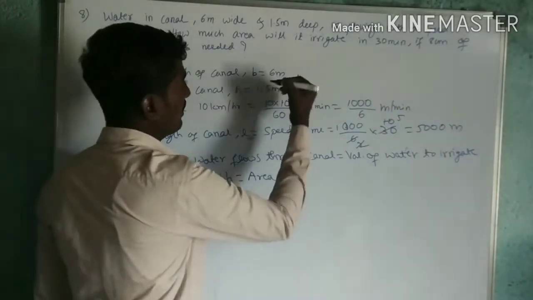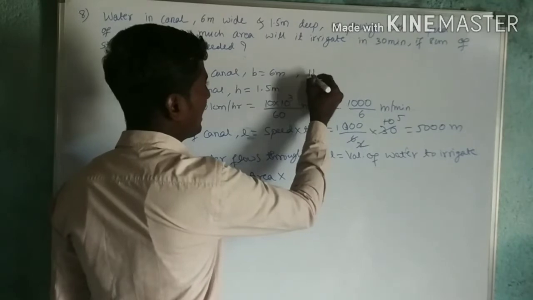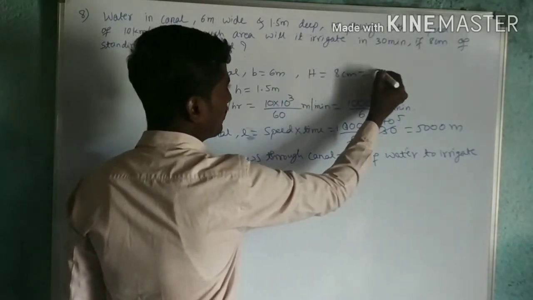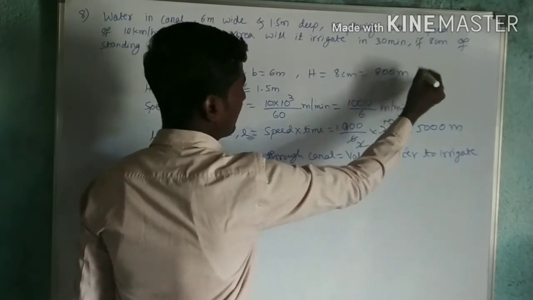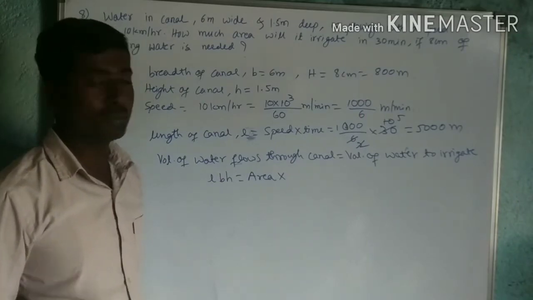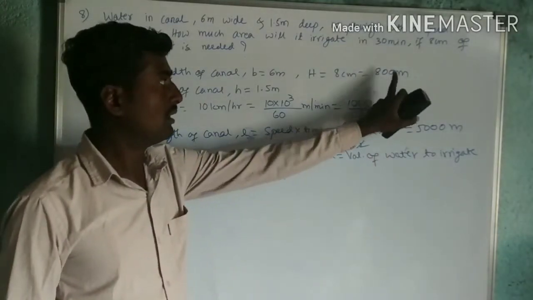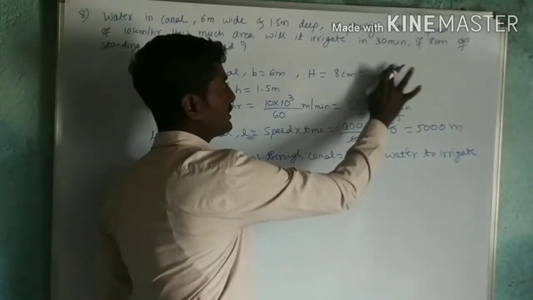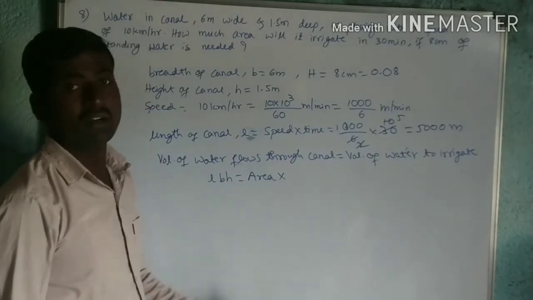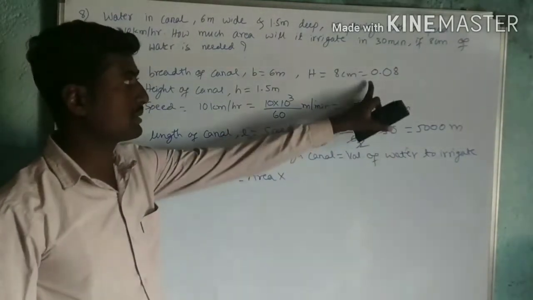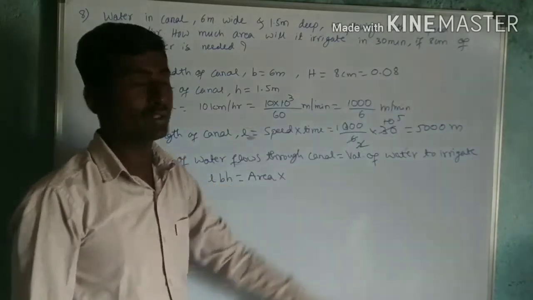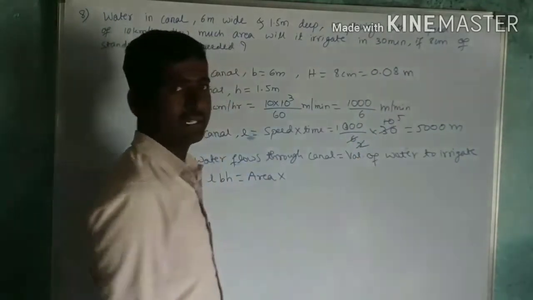Now here the height of standing water, I will take this as capital H. Capital H I will take as 8 centimeter. So this is nothing but 0.08 meter. If you want to convert centimeter to meter, you must multiply by 10 power minus 2. 10 power minus 2 is nothing but you divide it by 100. That is 0.08 meter. It is in meters.